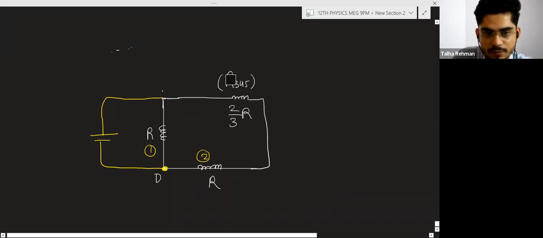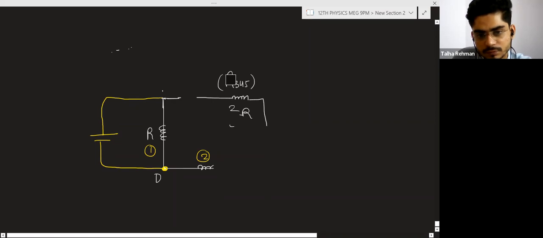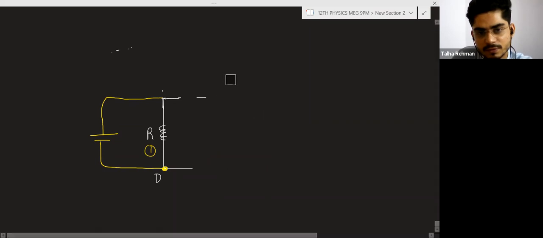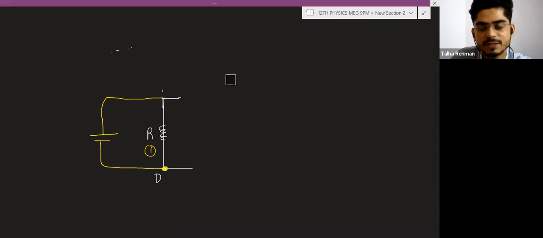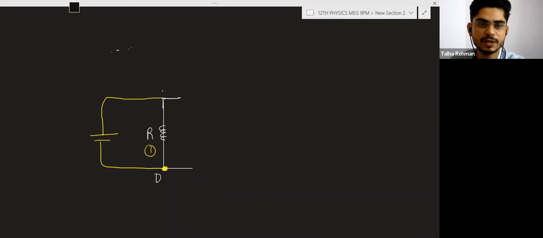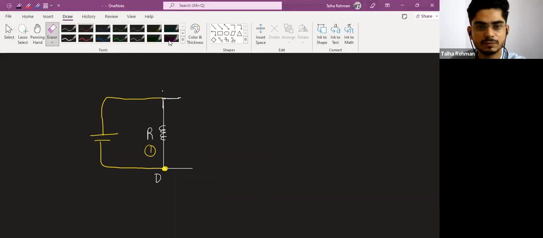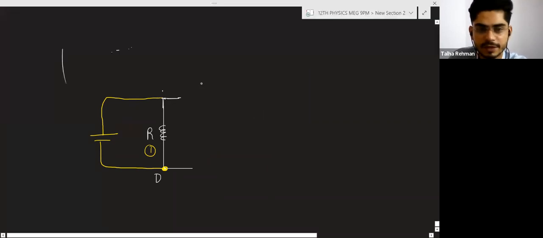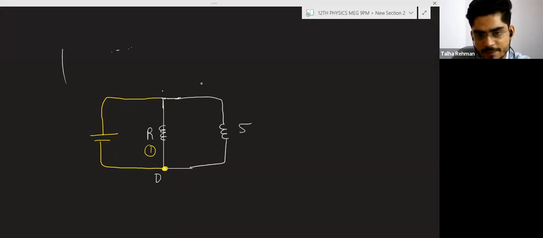Now I am just removing this. The response of one node is very, very slow. So just connect one resistance of 5 by 3R here. Just connect a resistance of 5 by 3R. So now Hamza, see this end and this end.